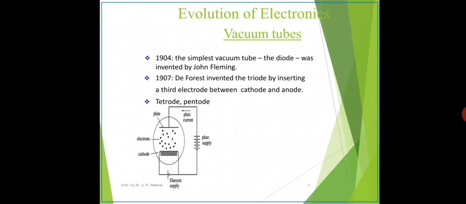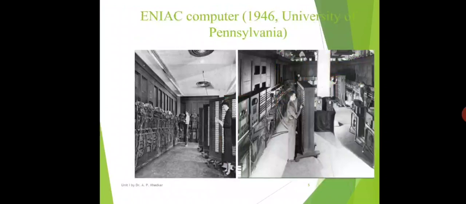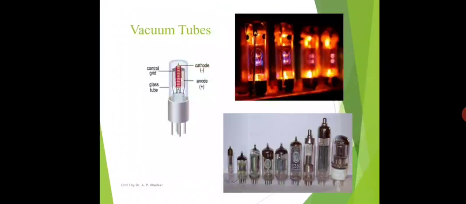What was the use of this vacuum tube at that time? This vacuum tube was used in the most important device at that time. That device was the first computer, that is the ENIAC computer. You can see the picture of vacuum tubes over here. The glass tube is there, and inside the glass tube, cathode, anode and control grid are there. The grid is inserted between anode and cathode to control the flow of electrons between cathode and anode.